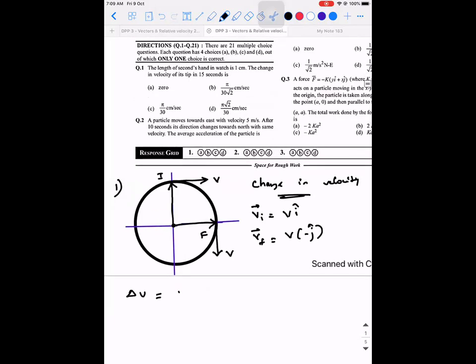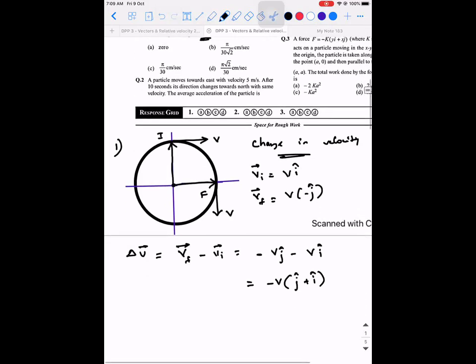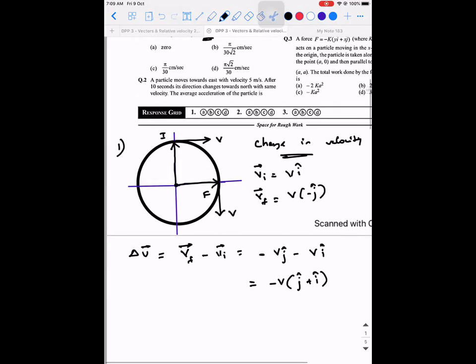They're asking change in velocity. Change is always final minus initial. So what is the final value? Minus V j cap, minus initial, which is minus V i cap. So minus V into (j cap plus i cap), right? But they're asking change in velocity in 15 seconds and they want it only in terms of a scalar quantity. So since they want it as a scalar quantity, how do you write it?